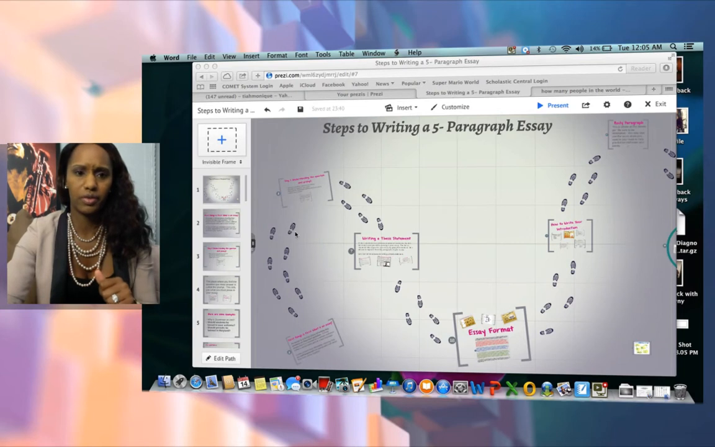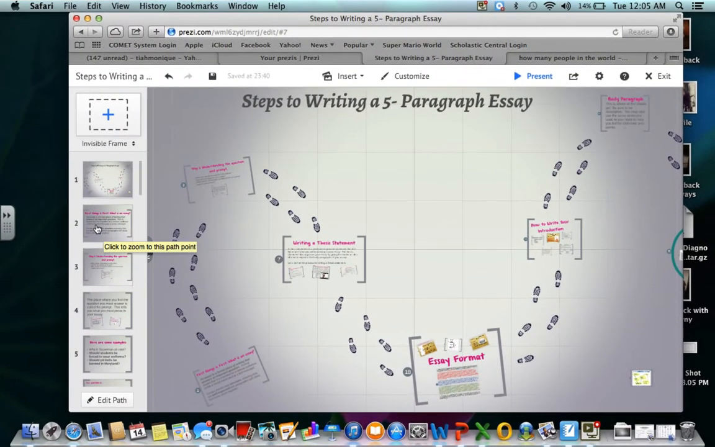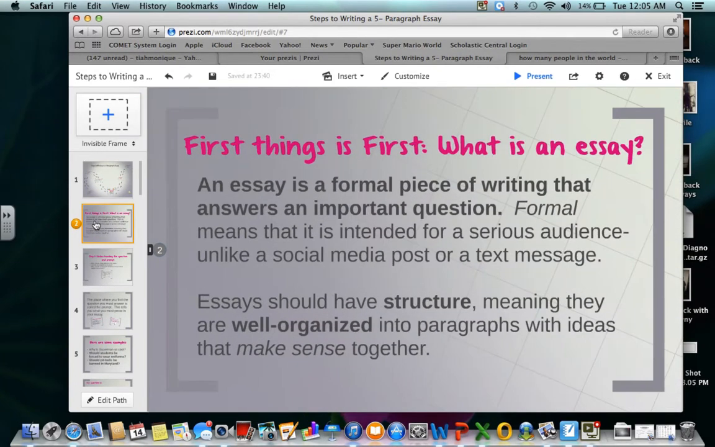So we started looking into 5 paragraph essay writing. One of the main things we talked about is what is an essay. An essay is a formal piece of writing that answers an important question. So I would love for you guys right now to fill in that blank where it says formal. And also the next portion should be, somebody help me out. Question. Yes, it's an important question.